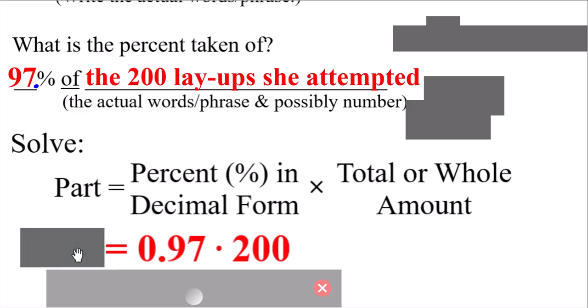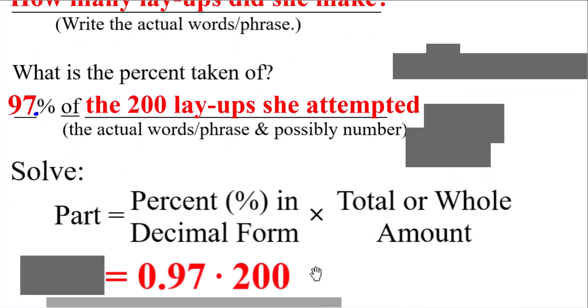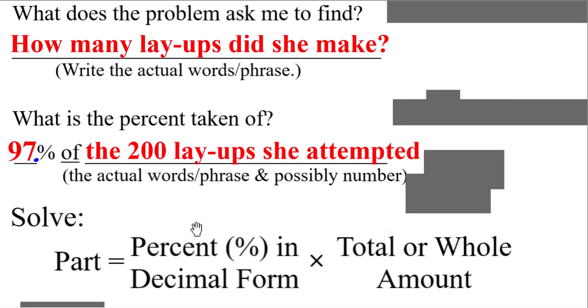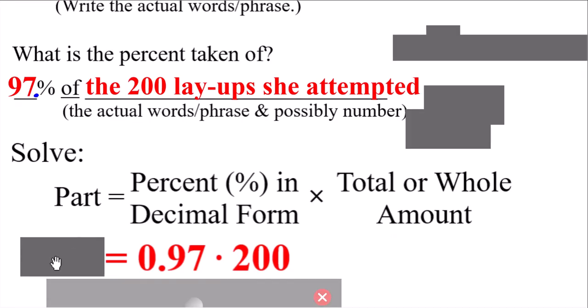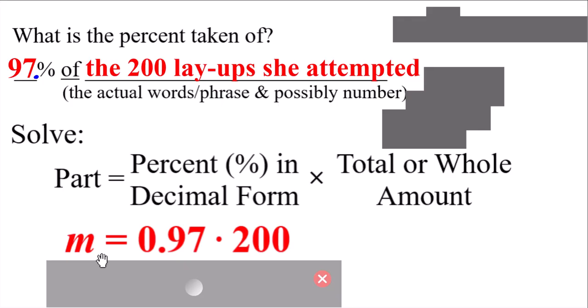Now, you might be wondering, is the part a number, or do we not know what the part is? Well, what did they ask us to find? How many layups did she make? We know how many she attempted, which we just figured out is what's going to be multiplied by the percent in decimal form. We don't know how many she's going to make. So that has to be the part. It's the only thing that's left. So I picked a letter that I thought made sense. I could have picked L for layups, but L's can sometimes look like ones unless you make them lowercase cursive. So I chose M for the layups she's going to make.